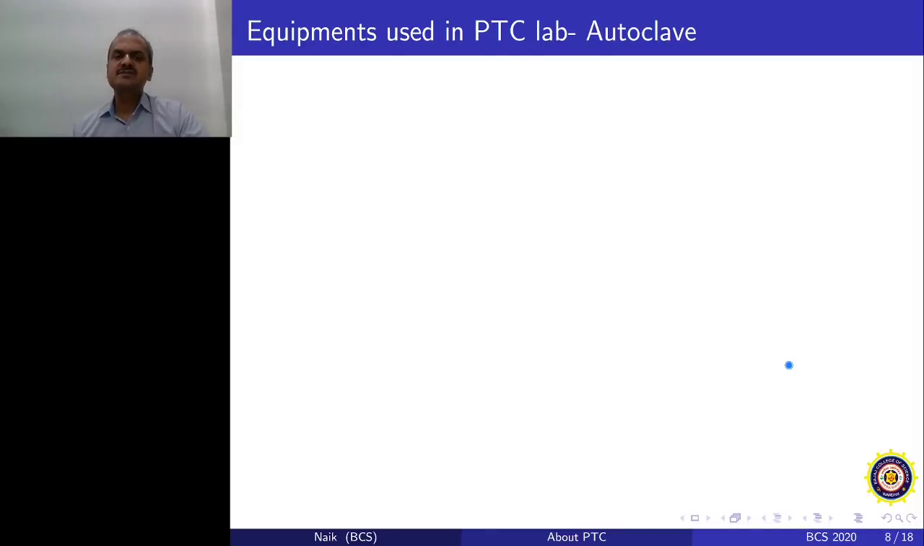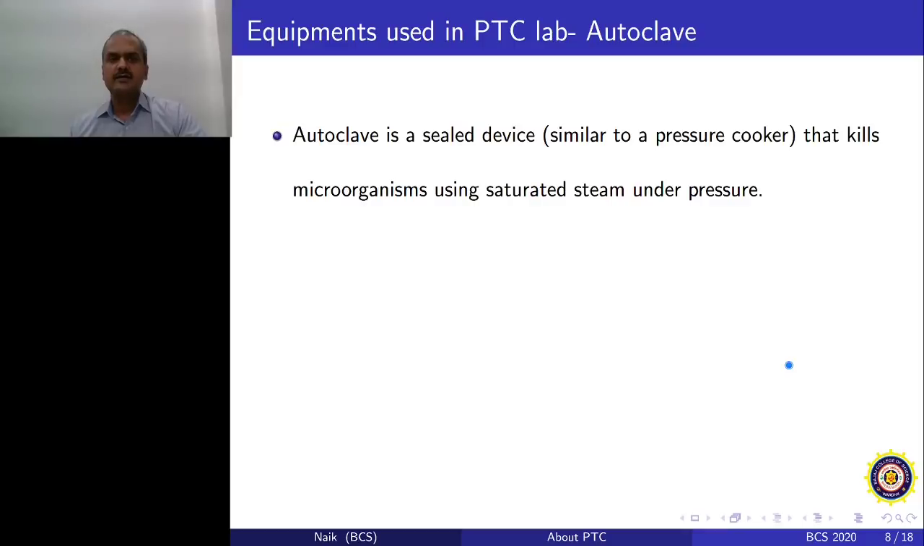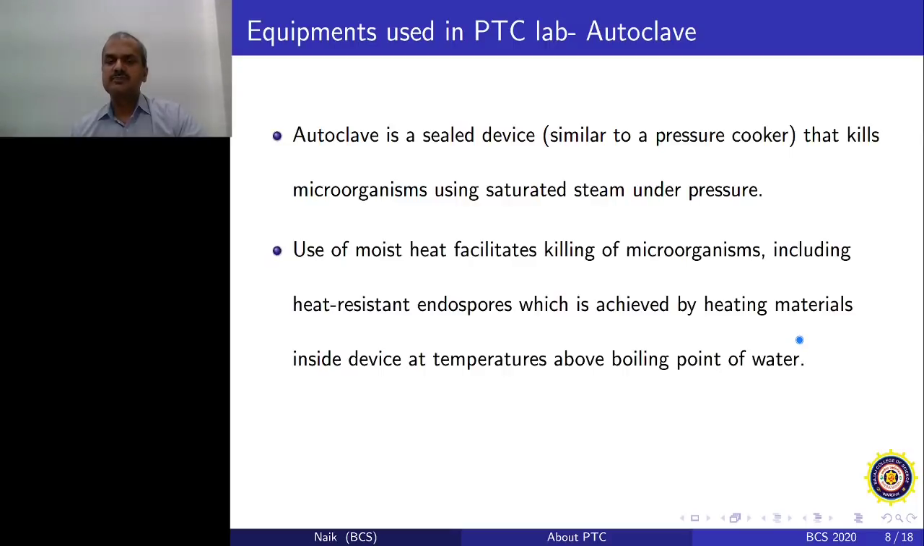The next equipment used in a plant tissue culture lab is the autoclave, and an autoclave is basically just like a pressure cooker. It is a sealed device that kills microorganisms using saturated steam under pressure. So it builds up pressure, and that pressure is enough to kill most of the microorganisms. Now this is called a wet sterilization technique.